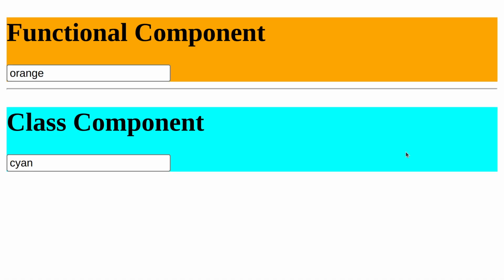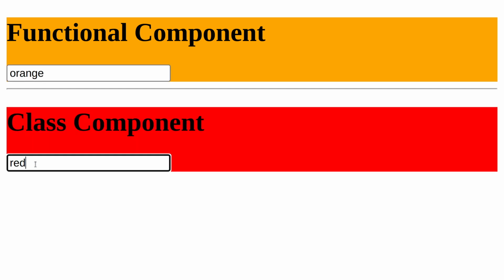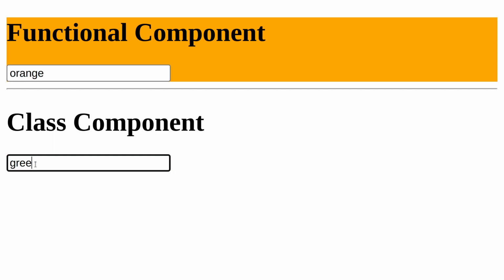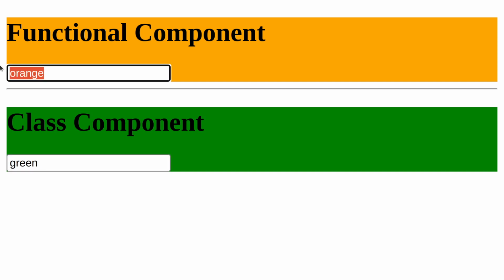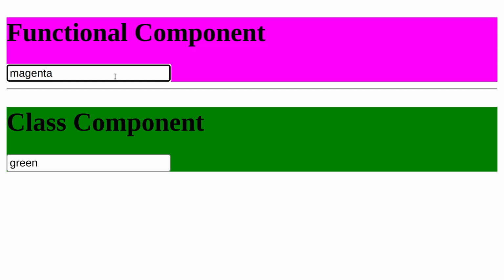Yeah, that's all. Now you can see the class component also got an input field. Now you can change the value here: black, red, green. Here you can use magenta. I don't know the spelling. Oh, that one only. I don't know, magenta. Okay, magenta.